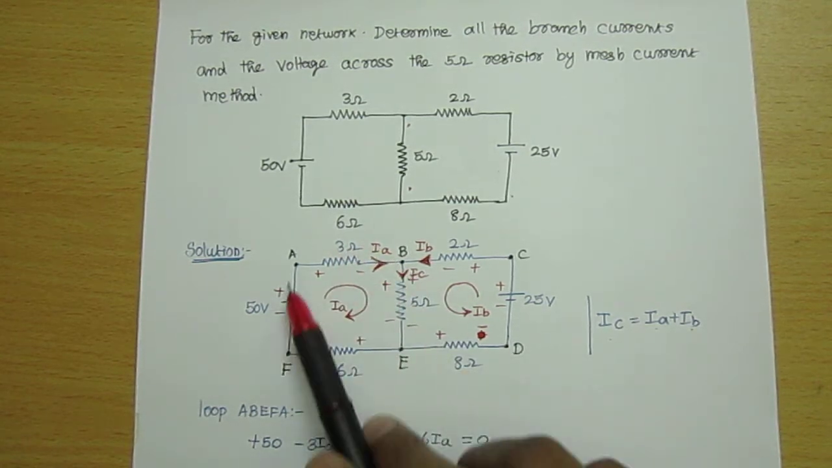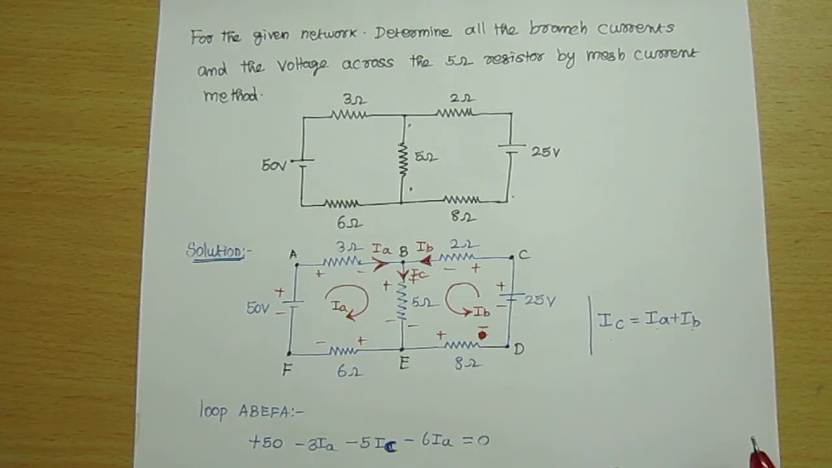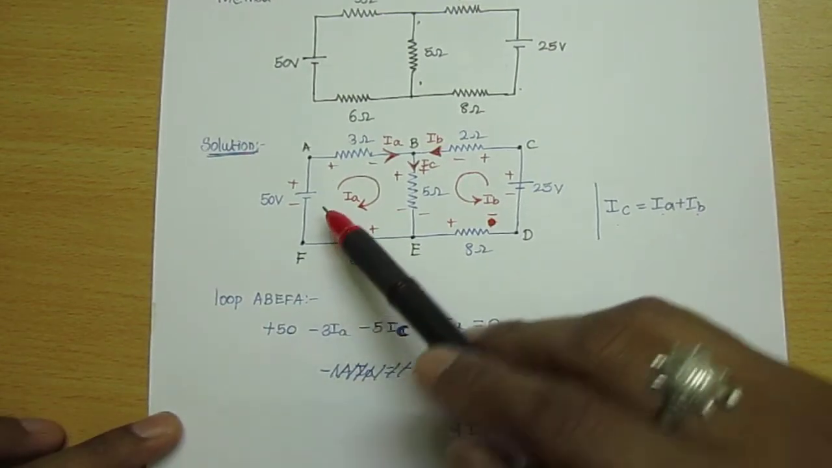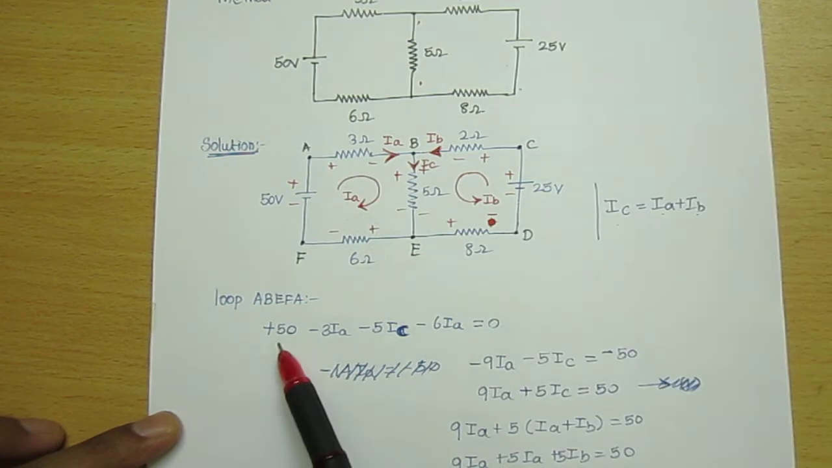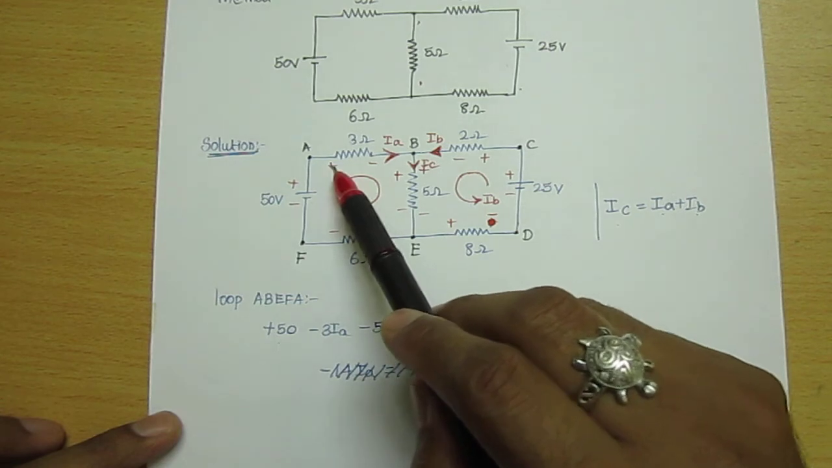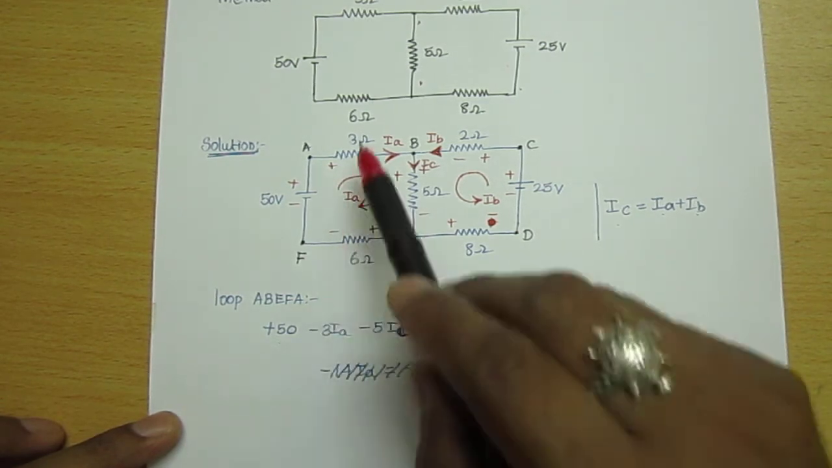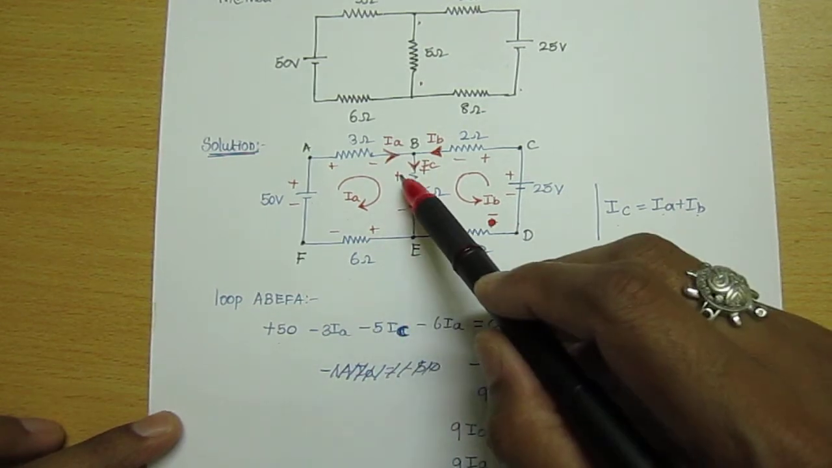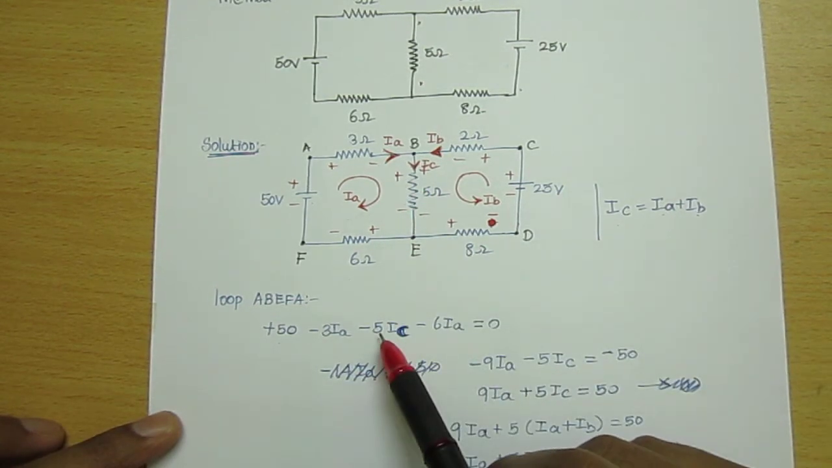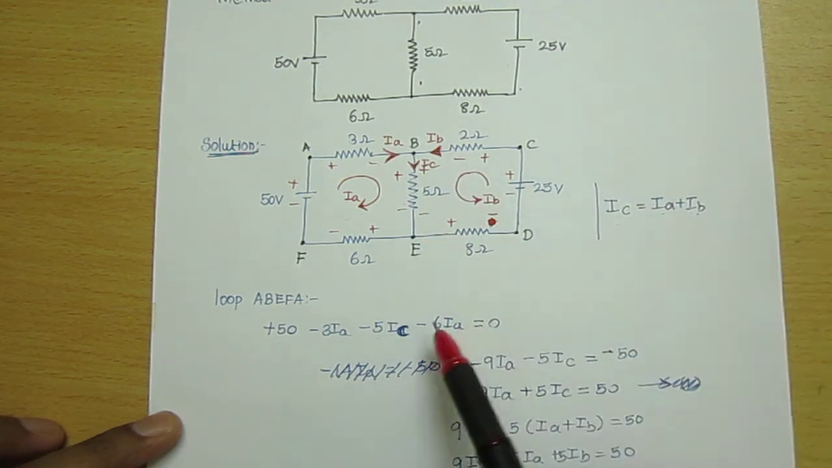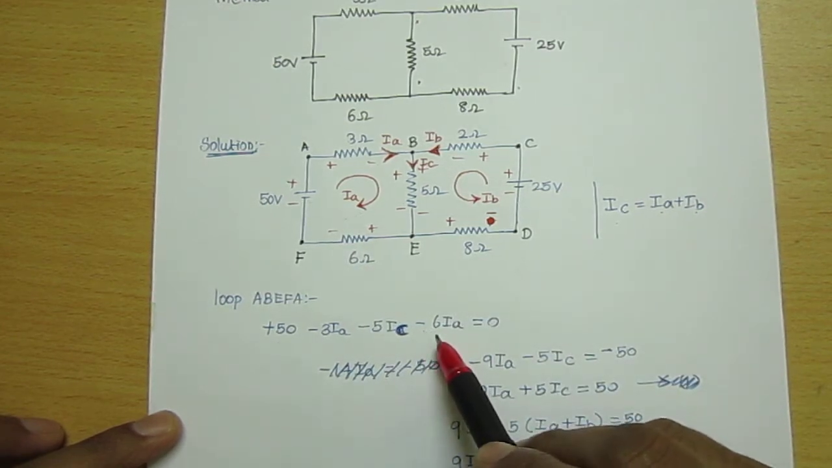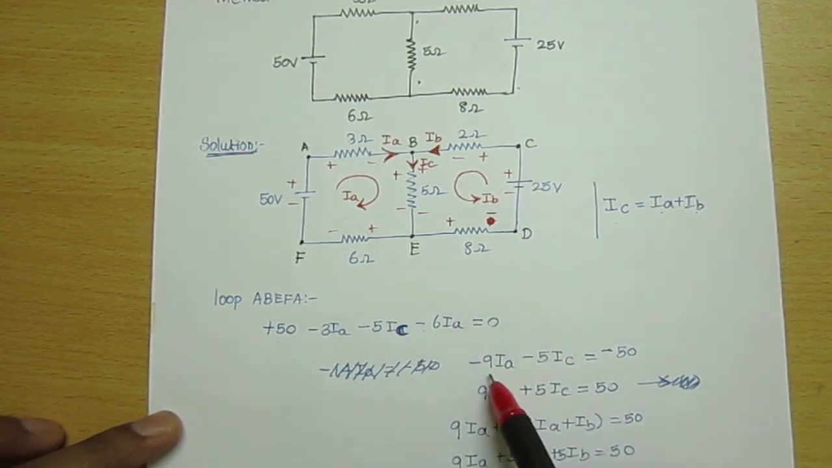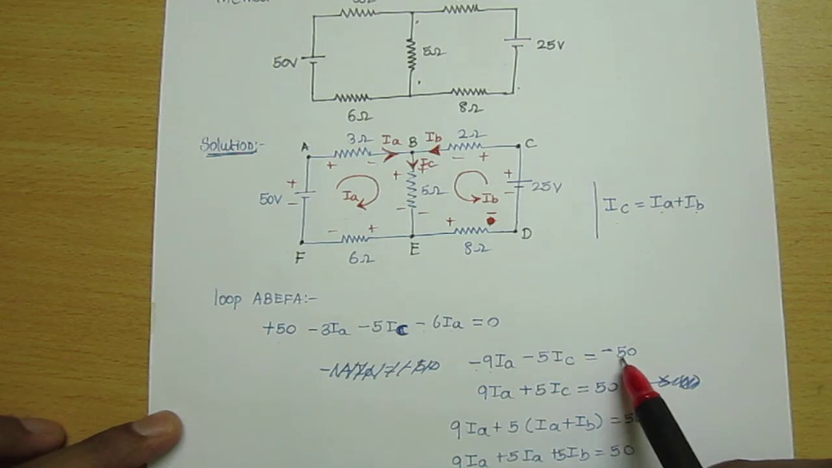Then in this loop 1, that is A, B, E, F, A. So in loop 1, see here, it is a clockwise direction, it is flowing from lower value to higher value, so plus 50, and this is from higher value to lower value, so it is minus 3, and then current is IA, this is higher value to lower value, so it is minus 5, current in this branch is IC, minus this current, higher value to lower value, this is moving lower value, so minus 6IA. So the equation will be like this. So if you simplify this, you will get minus 9IA minus 5IC is equal to minus 50.